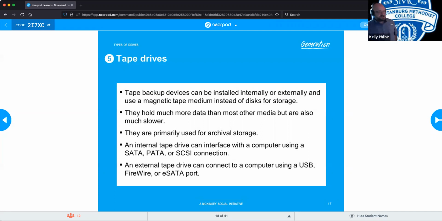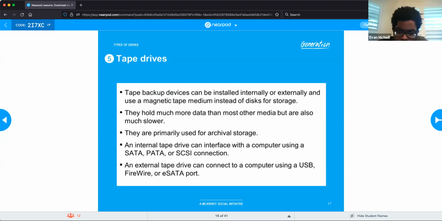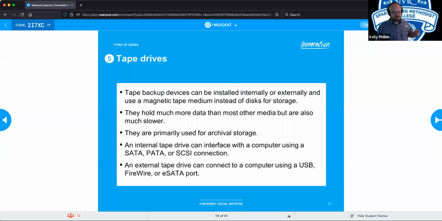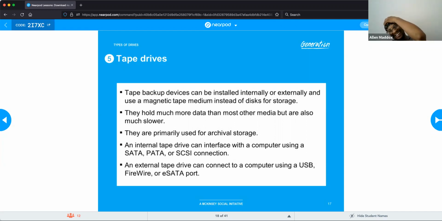External tape drives can use USB, FireWire, or eSATA. What does the E stand for again? Express. External. Which is External. Loving the enthusiasm, Alan. I'm sorry. But PCIe is express. So yes. PCIe is express. eSATA is external.